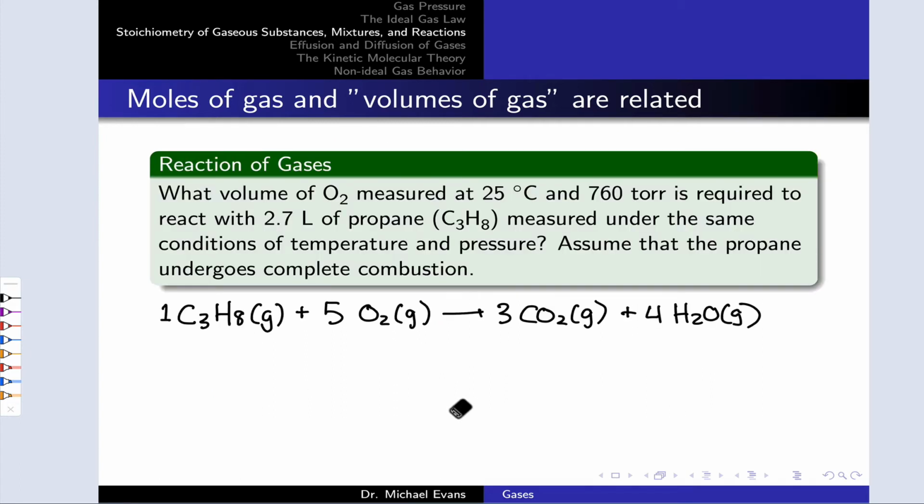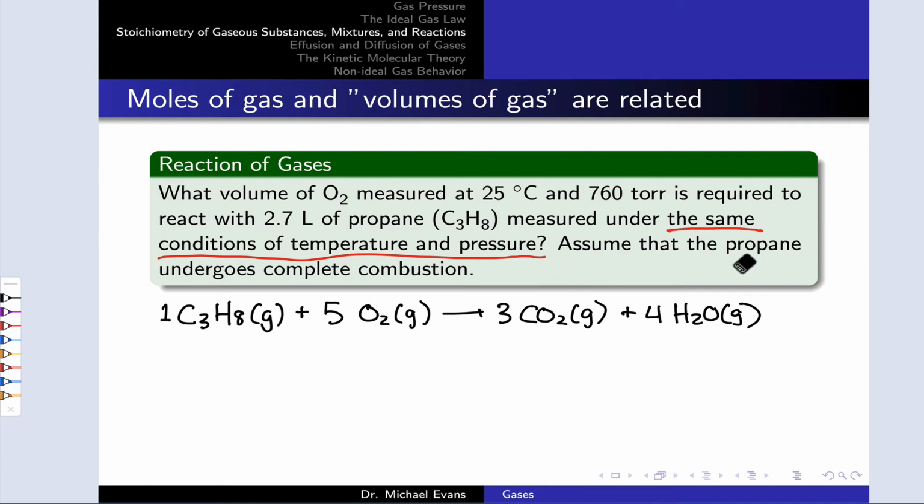Let's work this quick practice problem. We're asked what volume of O2 oxygen gas at 25 degrees C and 760 torr, or millimeters of mercury, is required to react with 2.7 liters of propane under the same temperature and pressure conditions. So what we're looking at here is a constant temperature and pressure situation, and we're asking about volumes. This suggests that we can engage Avogadro's law in what we just saw.